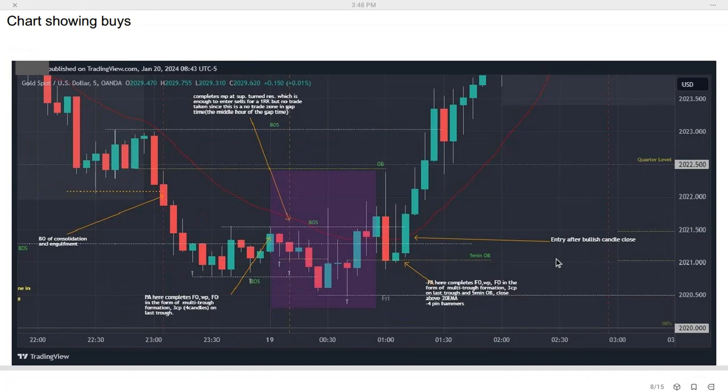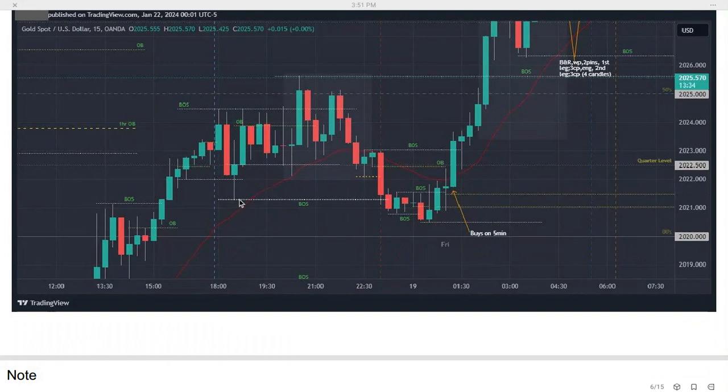Now, this is the same chart, but I relabeled it again because if I had put everything in there, it would have been chaotic and pretty much confusing for me to read. Now, here's a chart that's showing buys. What we have here, this line right here on the bigger picture, this is the line I'm talking about.